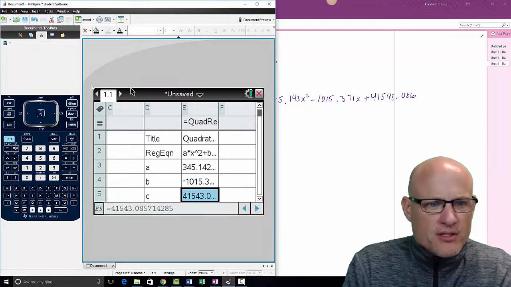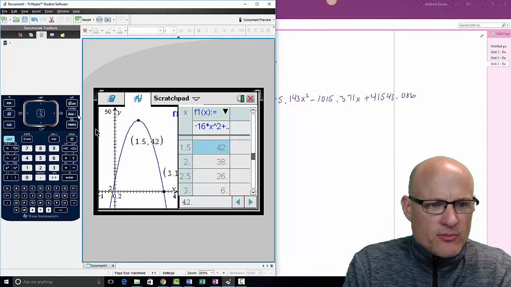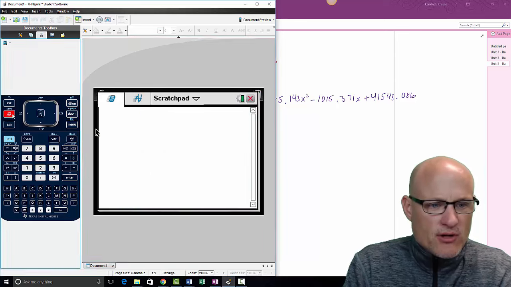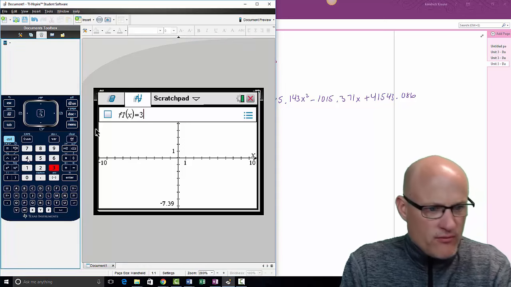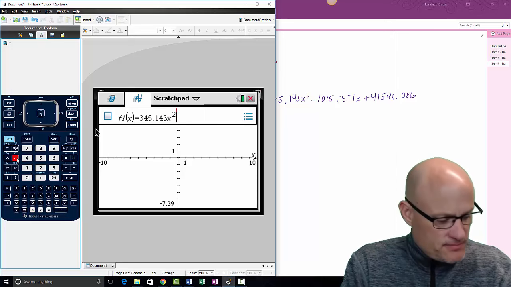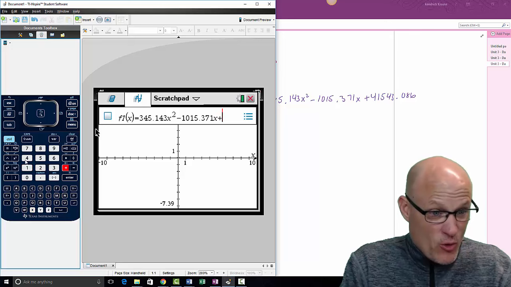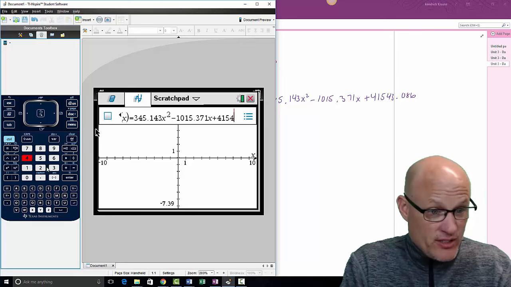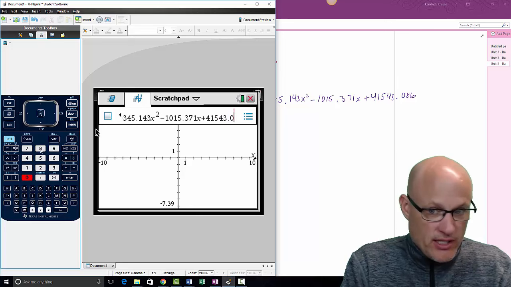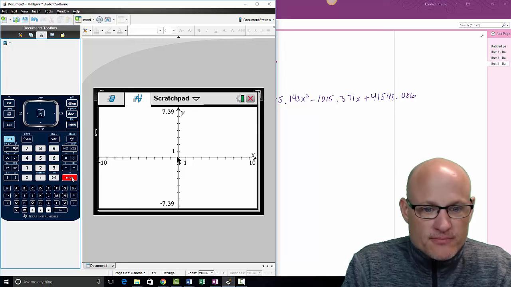A lot going on here. Oops, get rid of that. Go into graph mode. All right, so it's 345.143x squared minus 15.371x plus 41,543.086. Enter. I don't even see anything. Well, let's think about this.